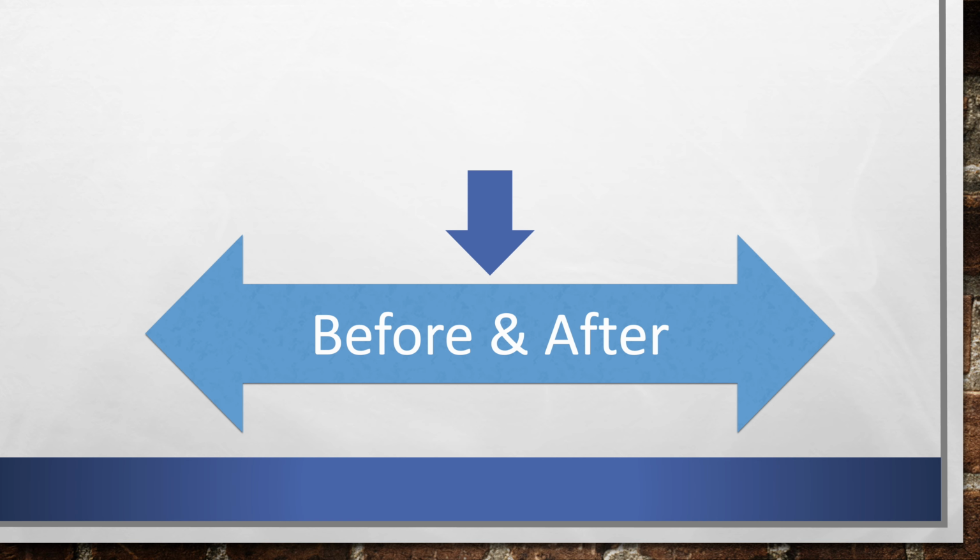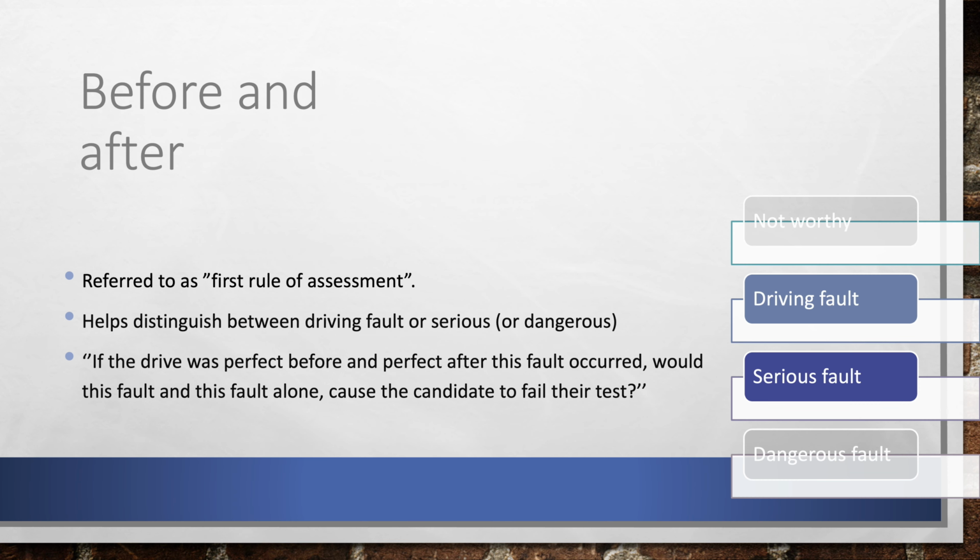Another tool that the examiners use is called before and after. Its official name is the first rule of assessment, but it's commonly called before and after. It helps distinguish between a driving fault and a serious fault or a dangerous fault. The question the examiner will ask themselves in their mind is, if the driving was perfect up to this point, and if it was perfect after this point, would this fault, and only this fault, cause the candidate to fail their test?